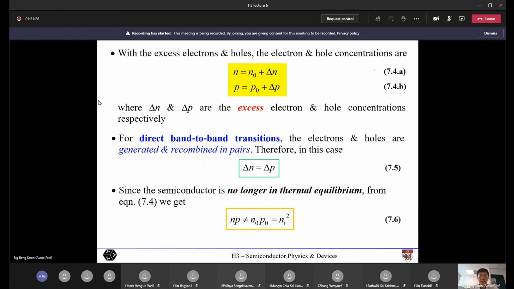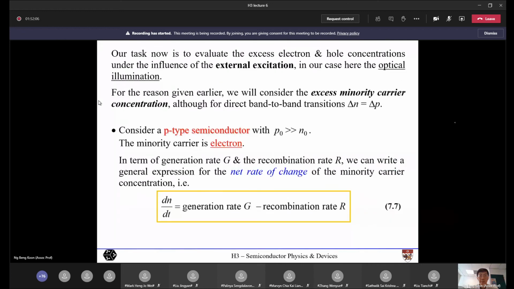Now we have a different delta n, delta p, and in this case you find that the product of electron and hole, np, is no longer equal to n_i squared. So you cannot apply the mass action law anymore when it's in non-equilibrium condition. The mass action law only applies under thermal equilibrium condition. So np is no longer equal to n_i squared, because you have the extra delta n, delta p in your expression. So that's something to keep in mind.